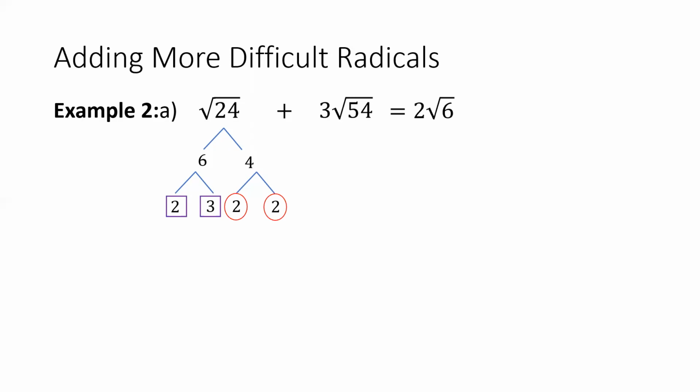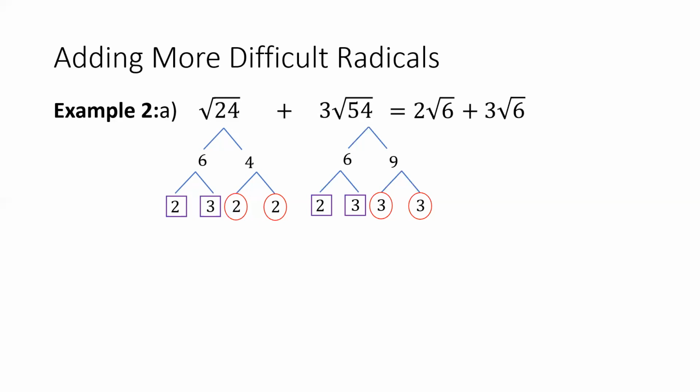And now I do a very similar process for my second root. I don't really deal with the 3 right now. I'm only concerned with what's under the square root, which is 54. 6 times 9 gets me 54. 2 times 3 gets me 6. 3 times 3 gets me 9. And so I have a pair of 3's here, and then I have, again, a 2 and a 3 left over. So in this case, I would pull a 3 out of my root, and I would be left with 2 times 3 gets me 6 under my root. And so I would have 3 times 3 root 6.